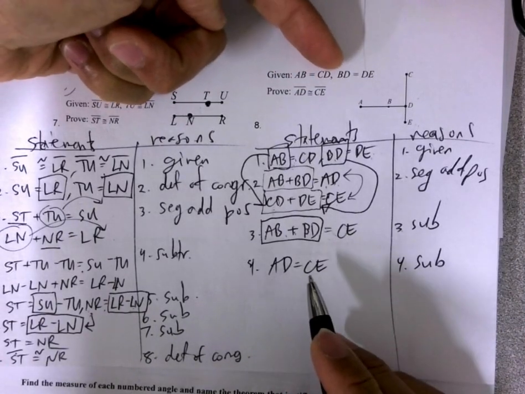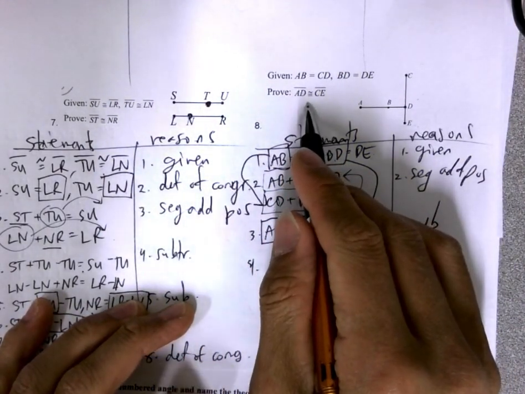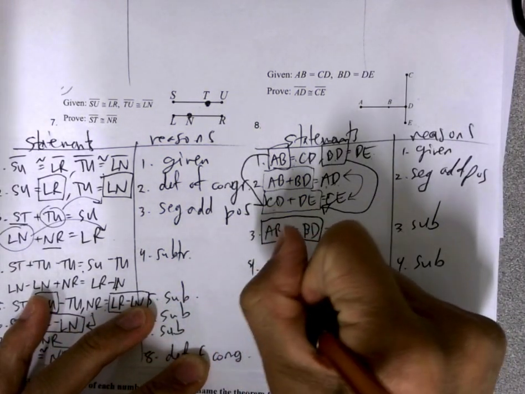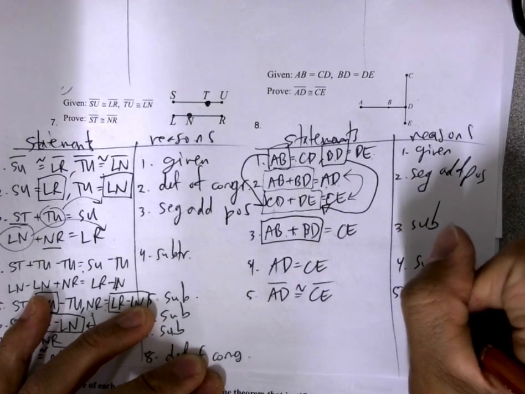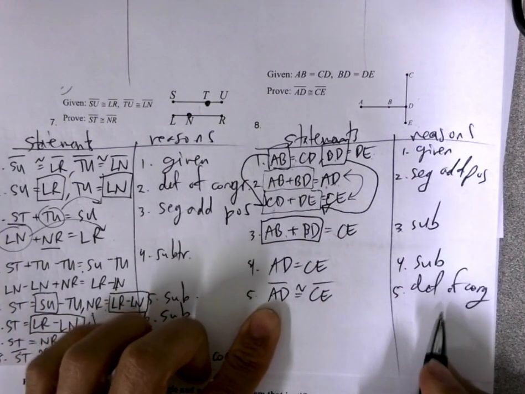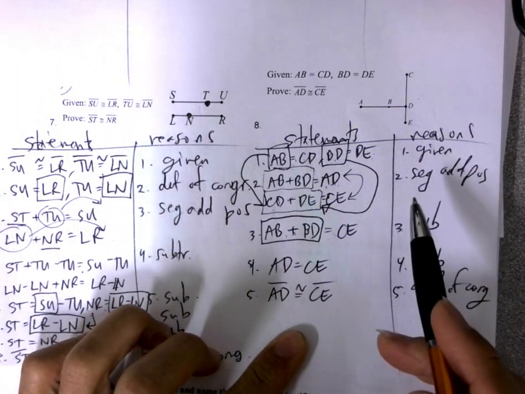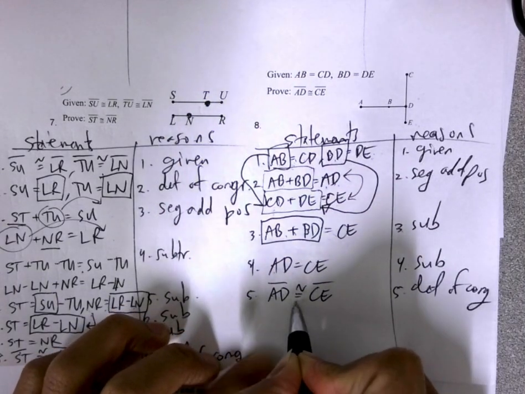AD equals CE. Okay. However, up in the proof, we have a congruency statement. Down here, we have an equation. So we need to go ahead and convert this to line segment AD congruent to line segment CE. And my reason is going to be definition of congruence. Definition of congruence lets us go from congruency statement to equation. It also lets us go from equation to congruency statement. And that's this problem.